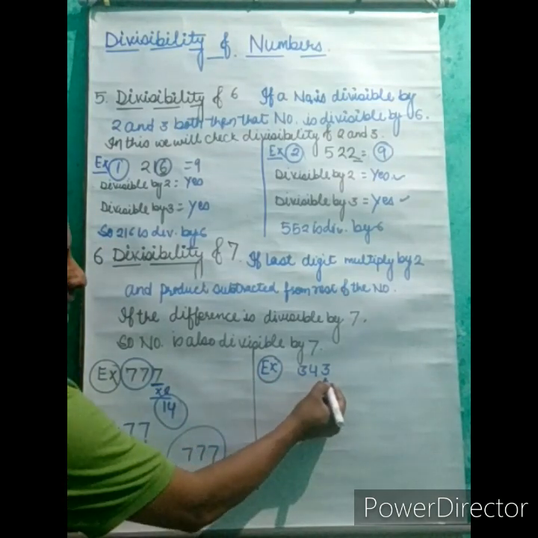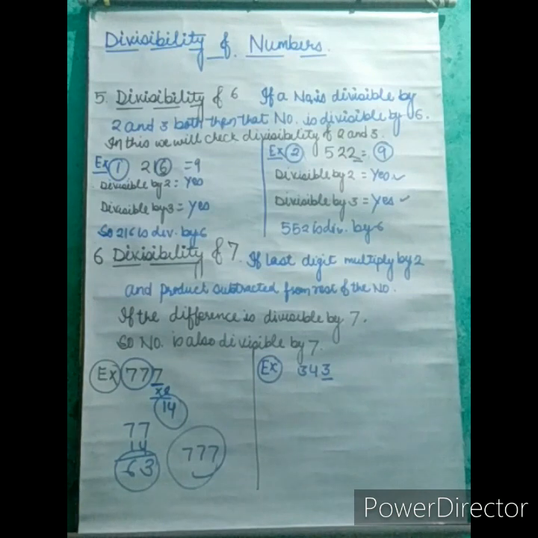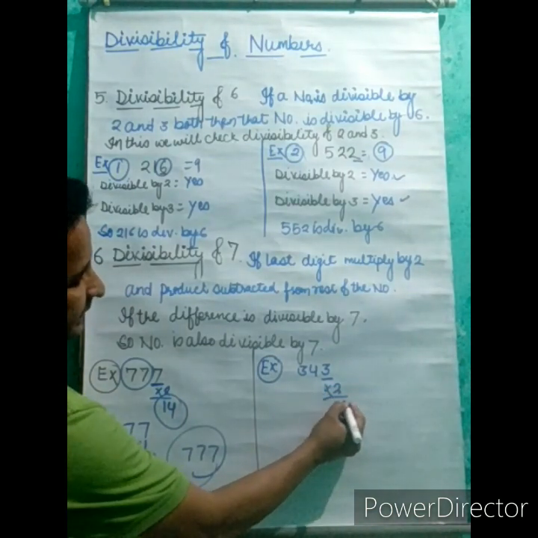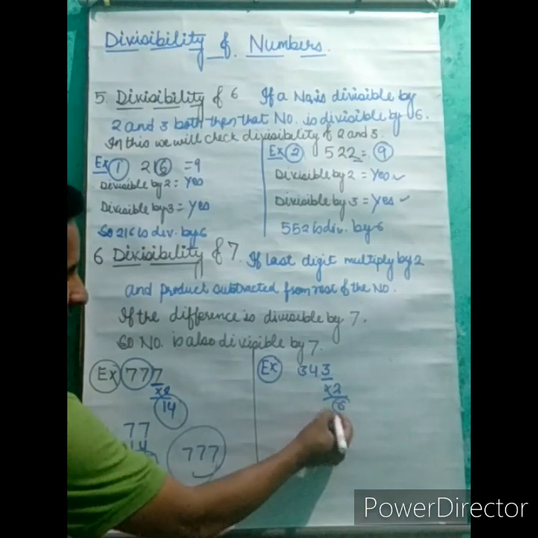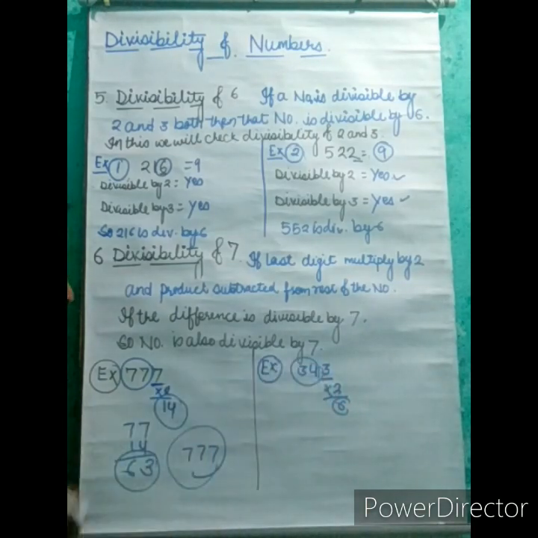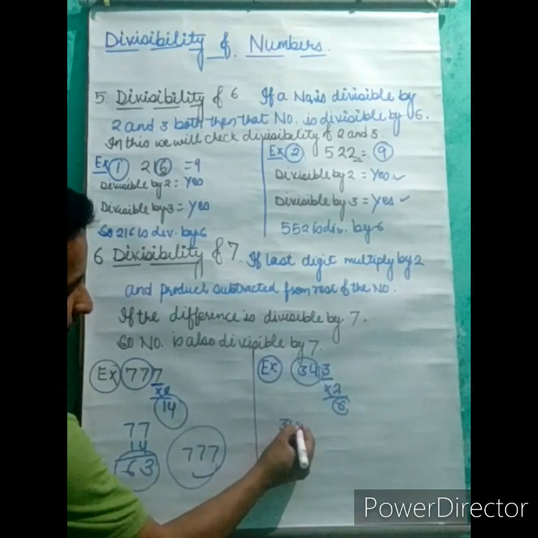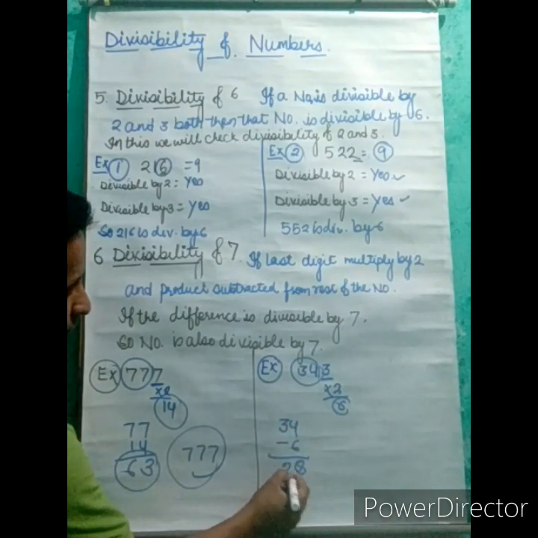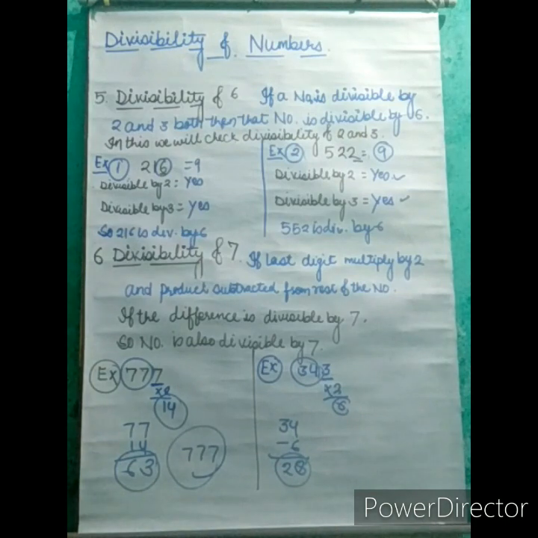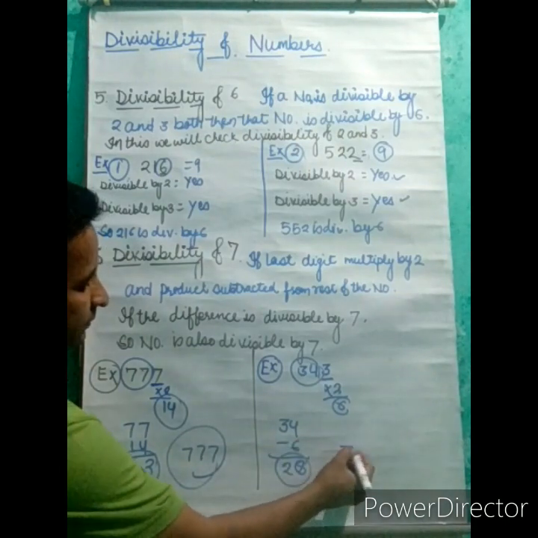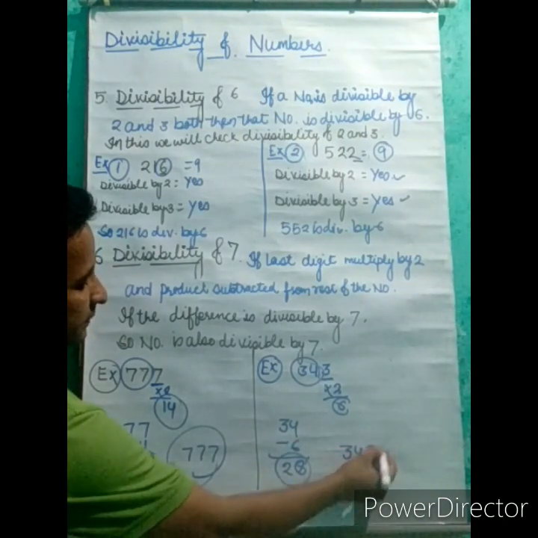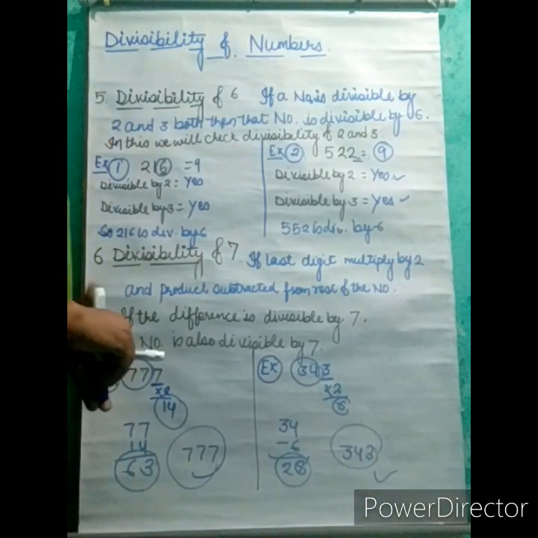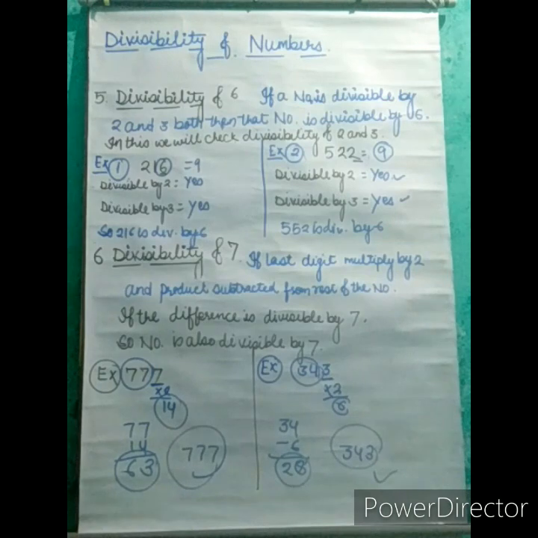Here this is your last or unit place. This you multiply by 2 and you will get 6. This 6 you subtract from the rest of the number. 34 minus 6, you will get 28. So 28 is divisible by 7. It means 343 is also divisible by 7. Next we will have the divisibility of 8 and 9.